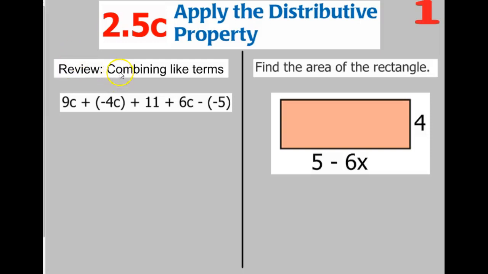8th graders, today we are applying the distributive property again, but we are also going to combine like terms afterwards. So first we're going to review combining like terms and distributing, and then we will get into some new information.